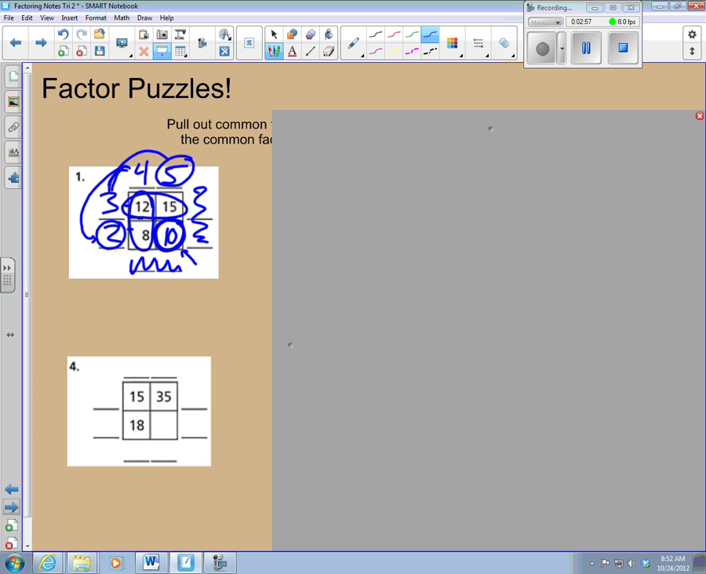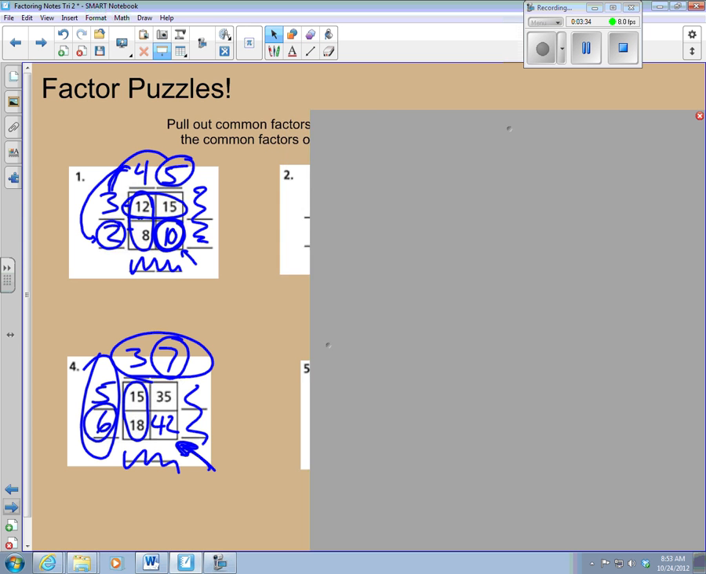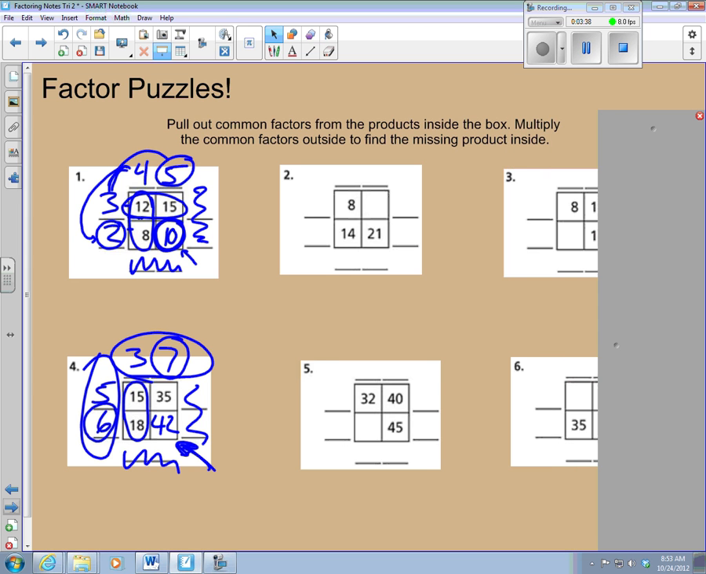Try another one here. 15 and 18. Well, that's definitely going to be 3. And 15 is 3 times 5. So I got those two. 18, 3 goes in there 6 times. 5 times what will give me 35, and that is 7 right here. So this last box is going to be the 7 times the 6, which is 42. So again, we're looking for our factors, and if you find all the factors correctly, you'll be able to find that last box. And I will let you guys do these two. It'll be good practice working with factors for you.